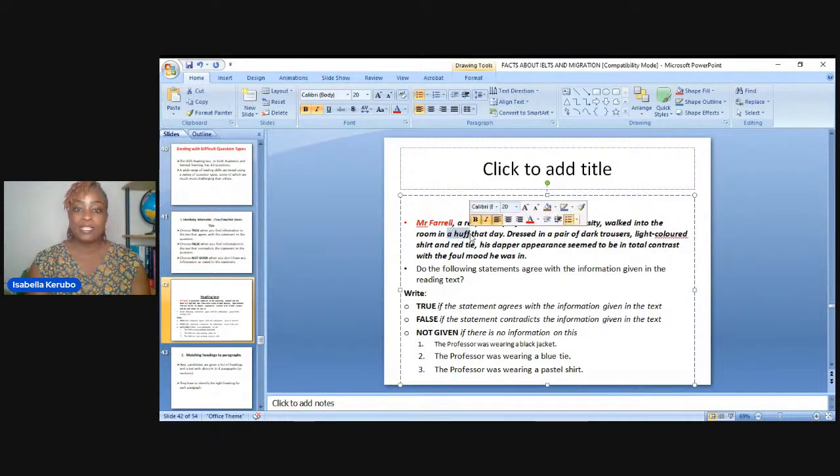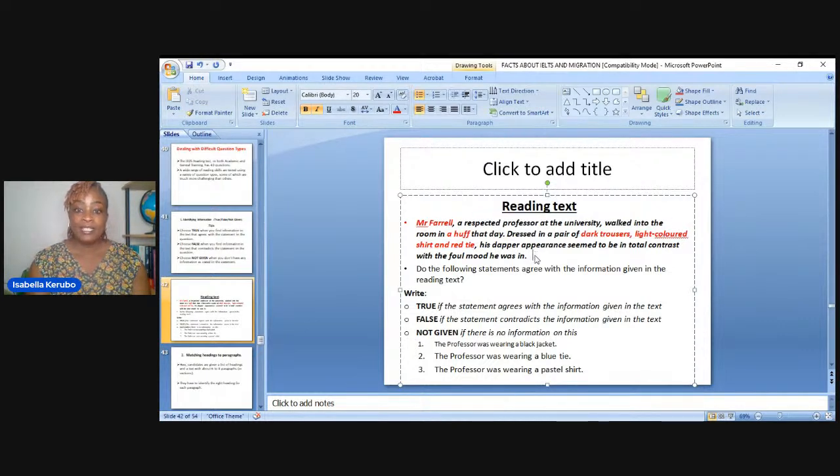Just underline any keywords, such as the manner in which he walked into the room, in a huff. Okay, dressed in a pair of dark trousers. We are going to underline the dark trousers. This is how he was dressed. Light colored shirt, of course, and a red tie. So we are going to underline all these, either highlight or underline. In this case, I'm highlighting.